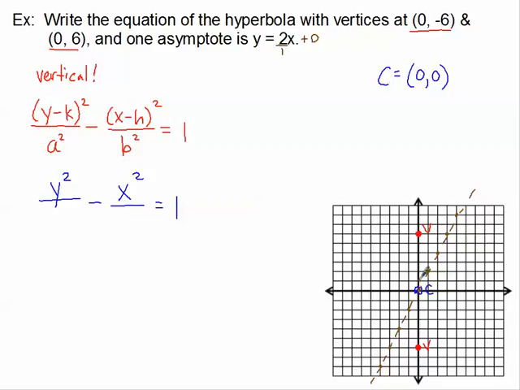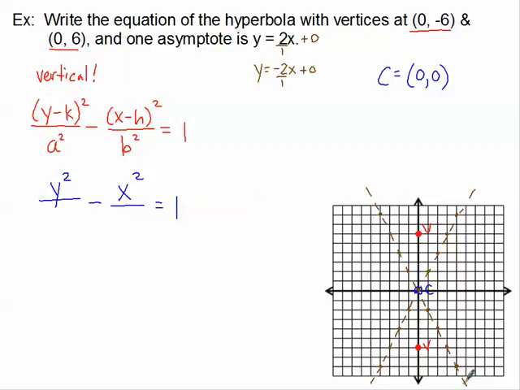The other asymptote must have a slope of negative 2, so y equals negative 2x, or negative 2 over 1 x, plus 0. So that means the other asymptote is right here: down 2 and right 1, repeated, and up 2 and left 1, repeated, and we can dot that in. I'm just doing this to practice graphing our asymptotes.